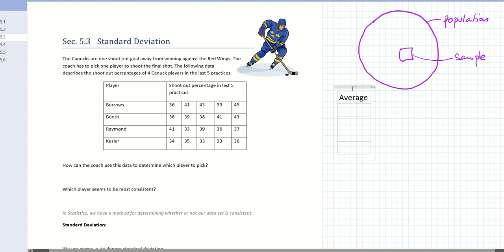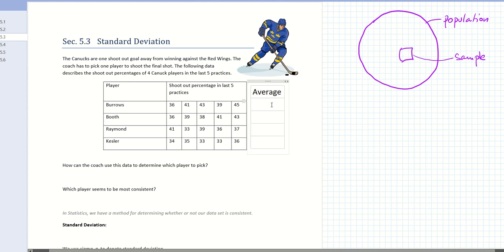So the first thing, the question says, how can the coach use this data to determine which player to pick? So if you're a coach, you want to pick the most consistent player. So how do you define who's the most consistent? So from what you know already from statistics, we can look at the mean, median, and mode. So the mean is the average, so we can start with that. So here I just made a little table here on the side so we can add it to our notes to find the average, which is the mean.